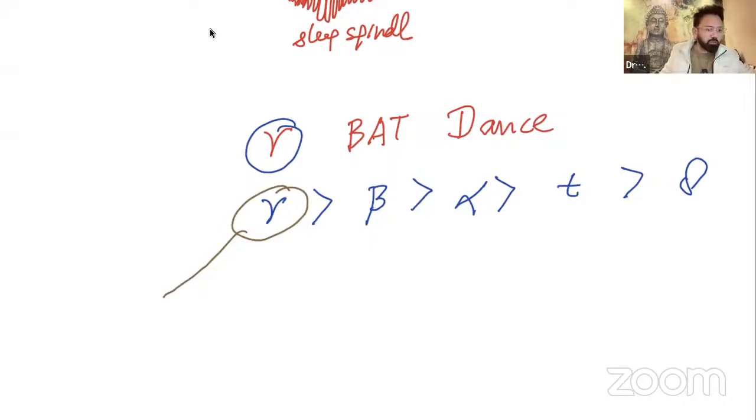Yes, you are correct, only when you are very focused. Suppose in the class there are 100 people, and 50 of you are very focused. Then you will have gamma waves, so your frequency will be 30 to 80 hertz, a very high frequency because you are very focused.